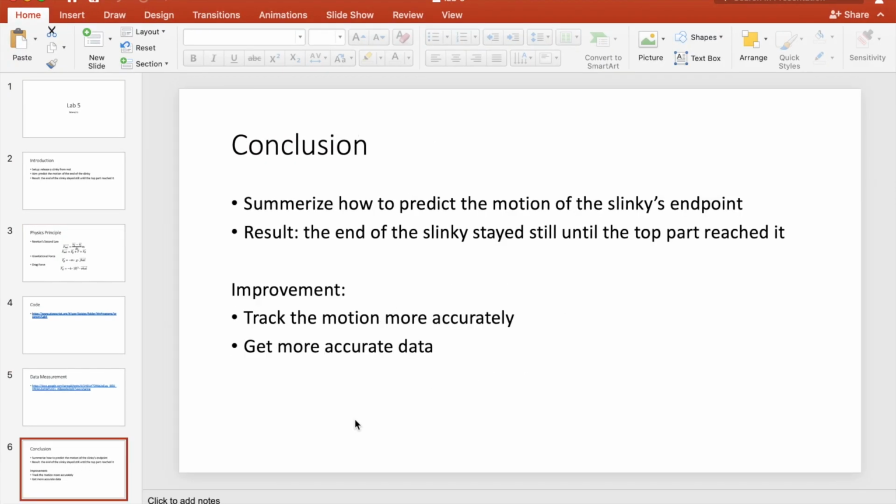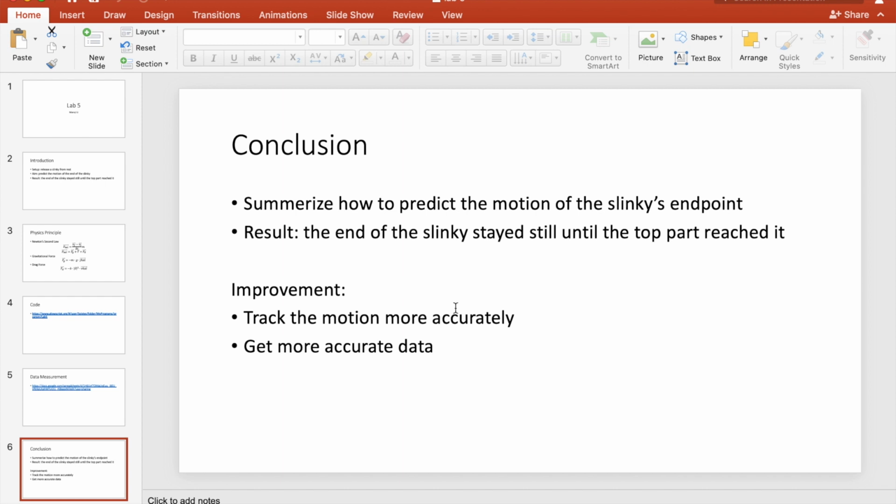And let's look at the conclusion part. First, I want to summarize how to predict the motion of the slinky's endpoint. I divided the video into two parts, and then I calculated the net force for each part, and then I used Newton's second law to predict the motion. And the result is that the end of the slinky stayed still until the top part reached it.